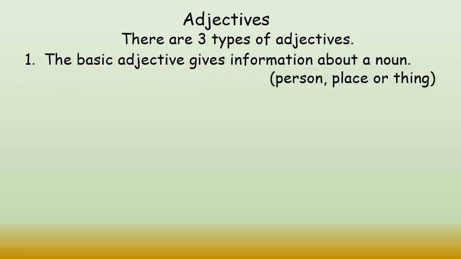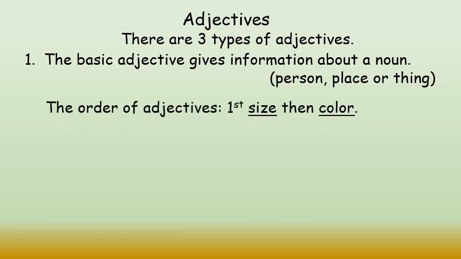Number one, the basic adjective gives information about a noun. Remember, a noun is a person, place, or thing. The order of adjectives, first is size, then color.